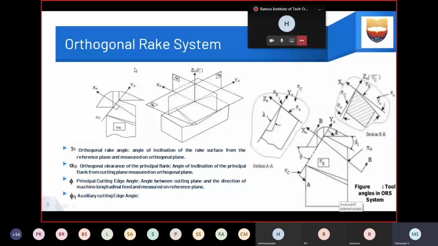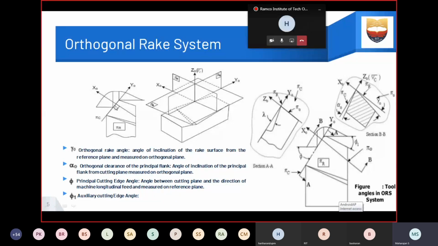Okay, this is the orthogonal rake system. In the orthogonal rake system, don't think it is somewhat complex. This is very, very simple. This system is explained by Dr. A.P. Sathyabodhi of IIT Kharagpur. He explained very clearly and fantastically.